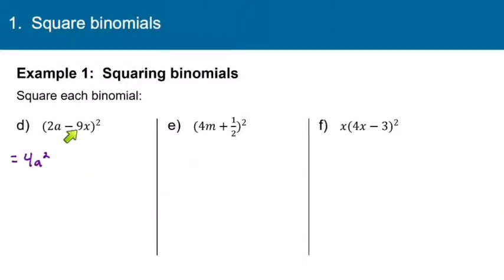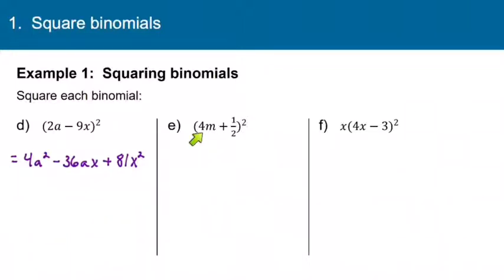For the middle term, we'll say negative 9x times 2a. That's going to be negative 18ax. And then we multiply that by 2. That's going to be minus 36ax. And then for last times last, we say negative 9x times itself. That's going to be positive 81x squared.